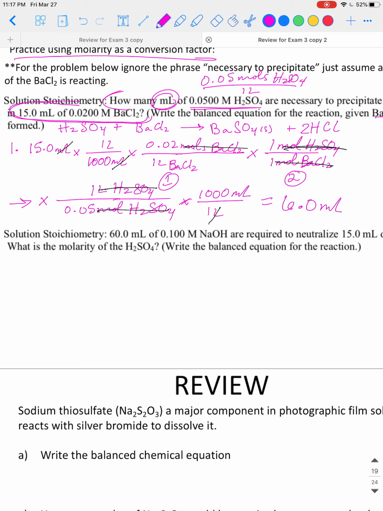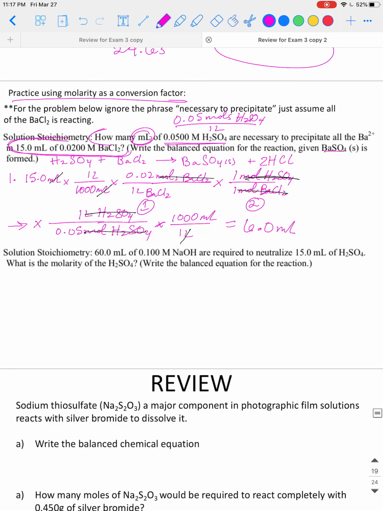Which means we're going to follow the same diagram I wrote a little bit ago in the previous problem. This one says you have 60 milliliters of 0.1 molar sodium hydroxide. That's how much is required to neutralize 15 milliliters of H2SO4. What is the molarity of the H2SO4? Okay. So we're looking for the molarity of H2SO4.